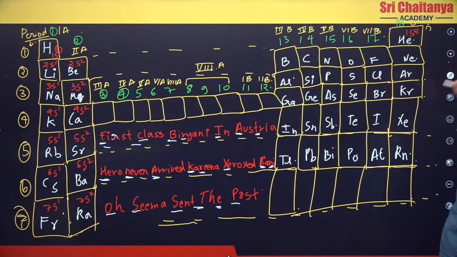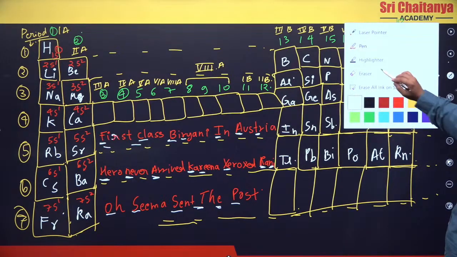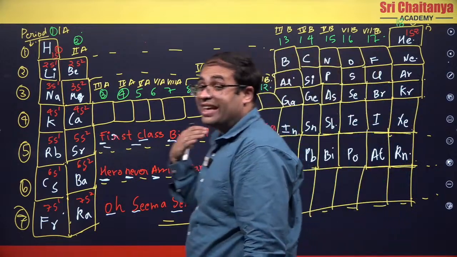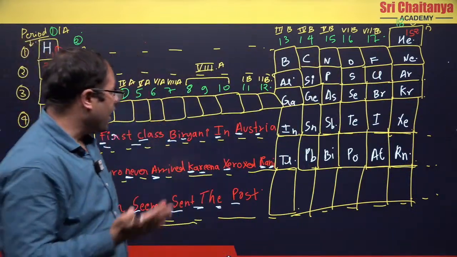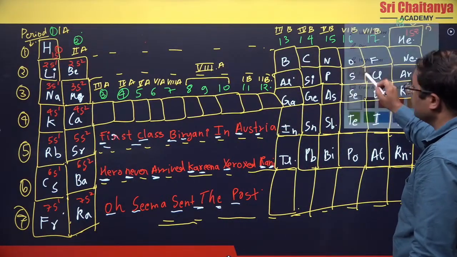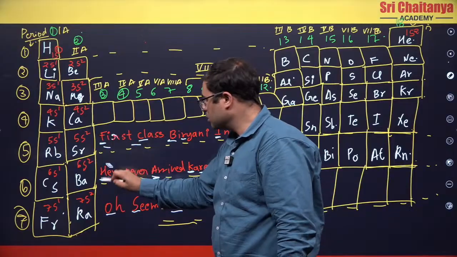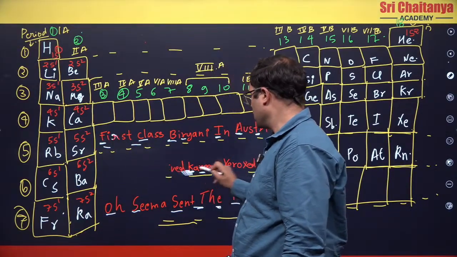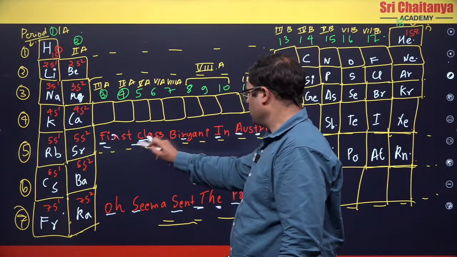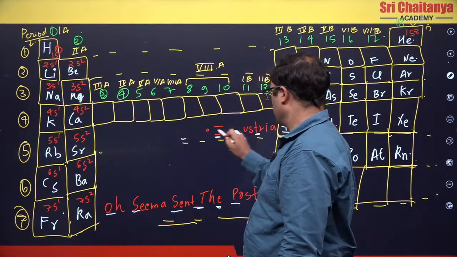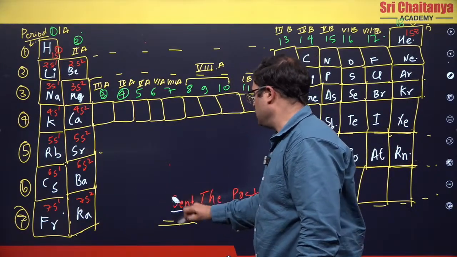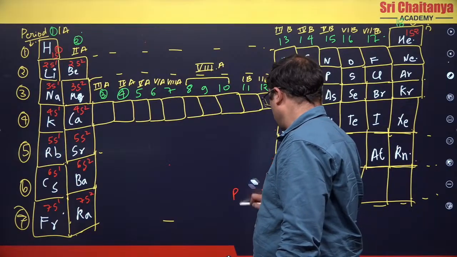After this has been done, the next part is fitting in the configurations, the valence shell configurations. Let us do that next. Before doing that, let me erase this part so that some space is created for me to write.